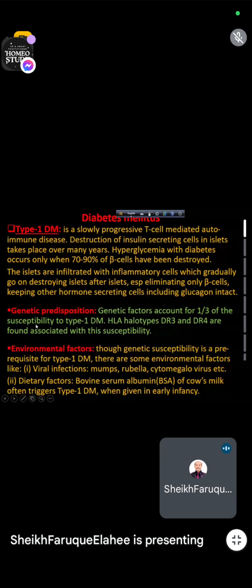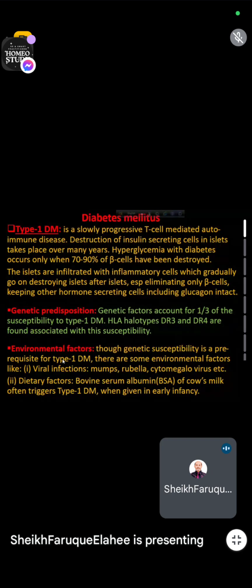Now they have genetic predisposition also. One third of type 1 diabetic patients had genetic predisposition. It means he had a father or mother having such diabetes. So one third of them have genetic hereditary influence to become type 1 diabetic. And also there are some environmental factors to produce type 1 diabetes. What are the factors?